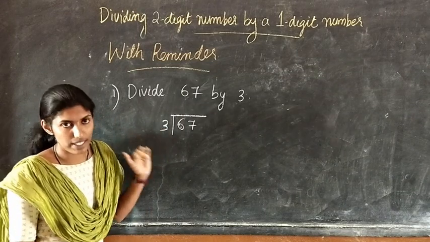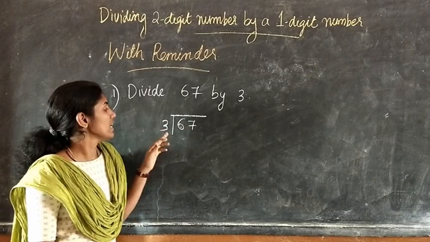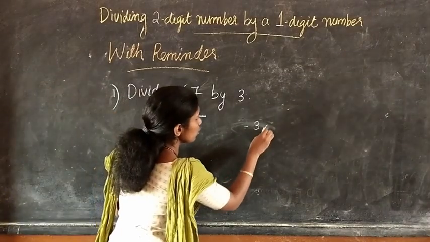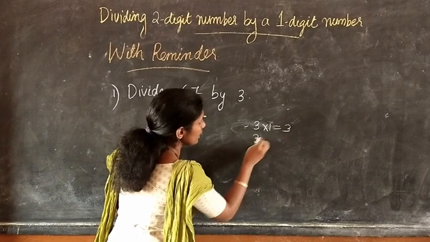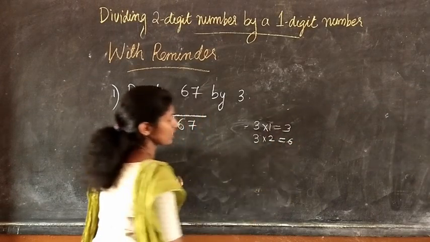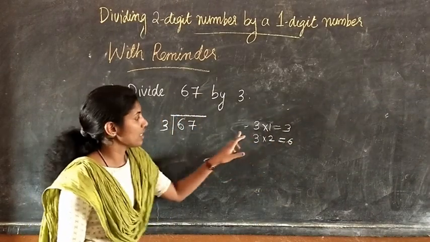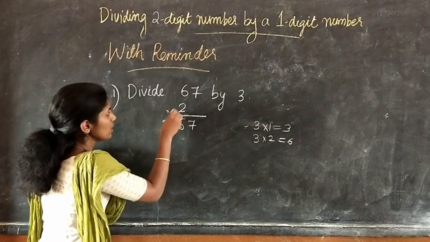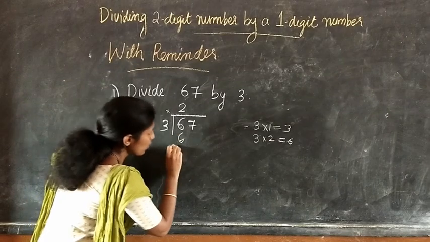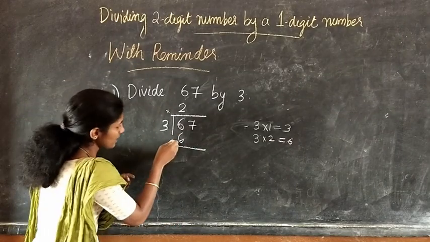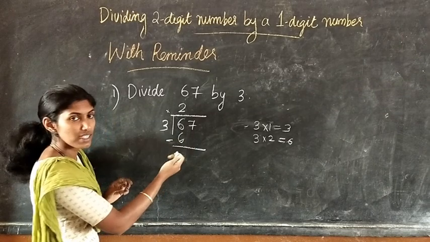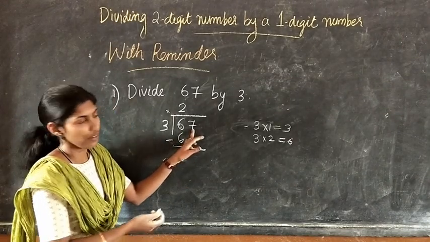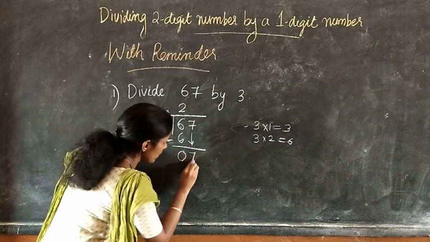For that, we have to recite the multiplication table of 3 till we get 6 or less than 6. That means 3 into 1 equal to 3. Then 3 into 2 equal to 6. So here we got 6. How many times? That is 2. So write 2. Then 2 into 3 is equal to 6. Then we have to subtract, that is 6 minus 6, 0. Then we have to bring down the ones digit of the dividend, that is equal to 7.